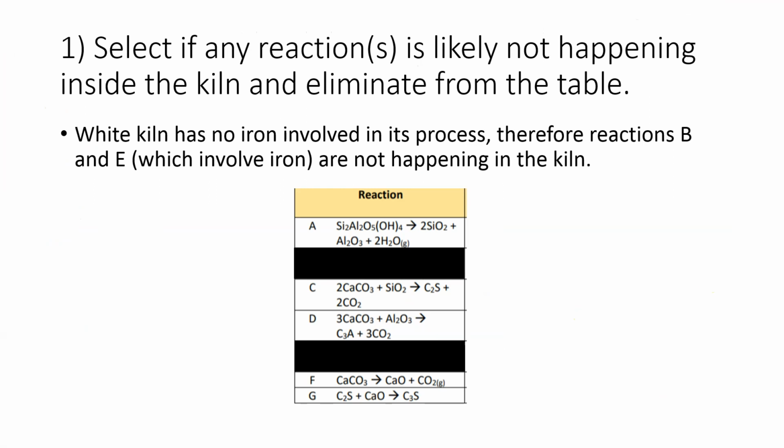So the first question asks us to select any reaction that is likely not happening inside the kiln and eliminate it from the table. The project states that it's a white kiln that is being used, not a regular kiln. The basic difference is that a regular kiln has iron involved in its reactions. A white kiln does not. Therefore, we just need to eliminate any reactions that have iron. In this case, it will be reaction B and reaction E.